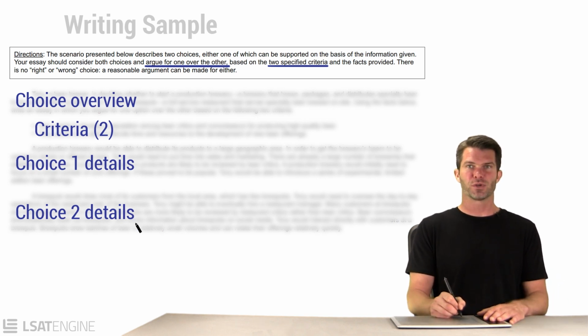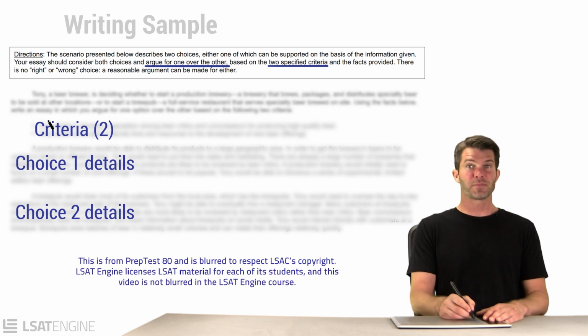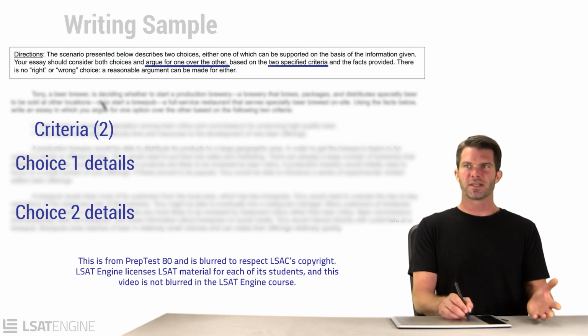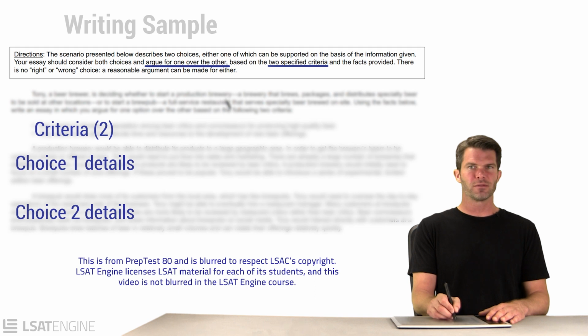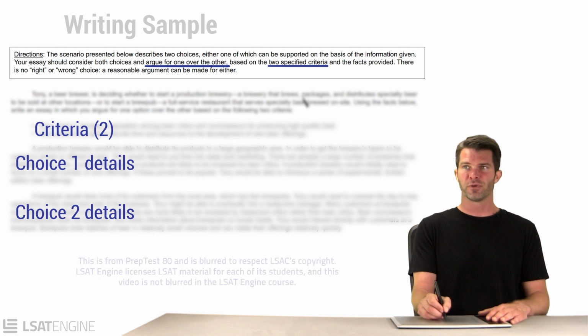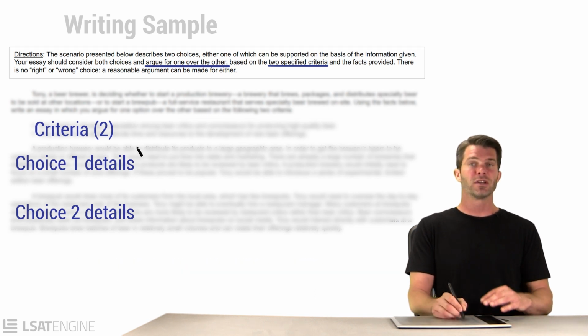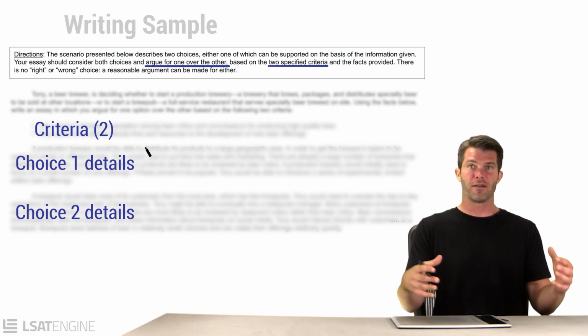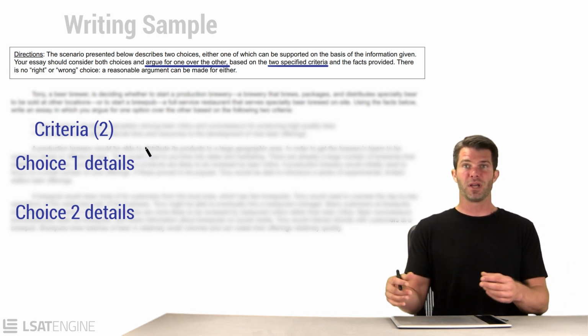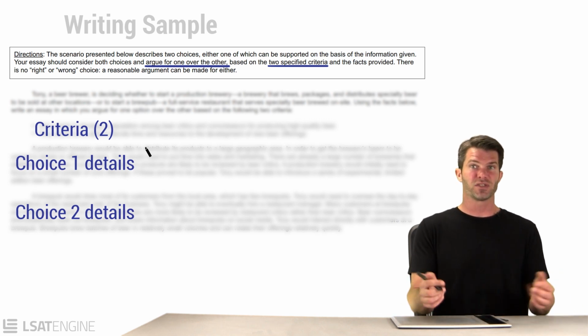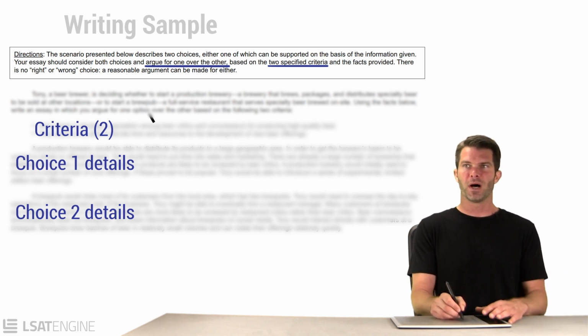Now let's take a look at the actual choice for this writing sample. The next part of every writing sample is the choice overview, and here we're talking about Tony, who is a beer brewer, and the choice he faces is deciding whether to start a production brewery, which they define for us. That's a brewery that brews and packages and distributes specialty beer to be sold at other locations. So he's going to have like a warehouse or someplace where he brews beer and then cans it up or bottles it up and like sells it around, I guess. Or he could start a brew pub, which is a full-service restaurant that serves specialty beer that's brewed on site. So he could have food, but he would serve beer at the same place that he brews it.